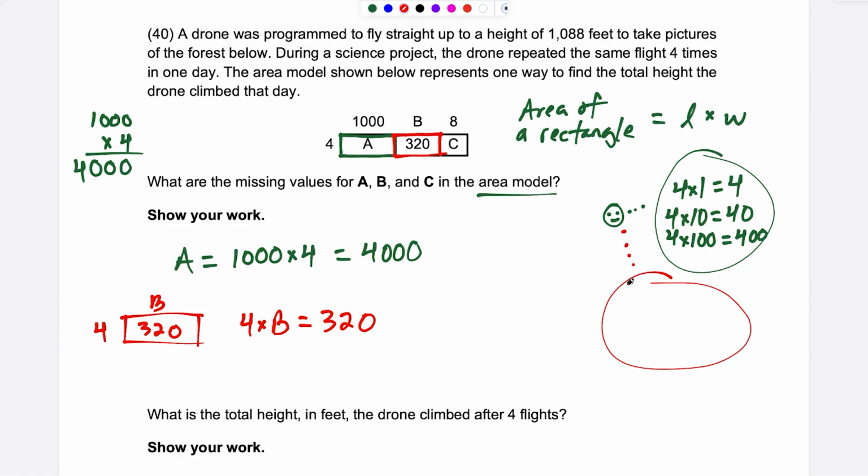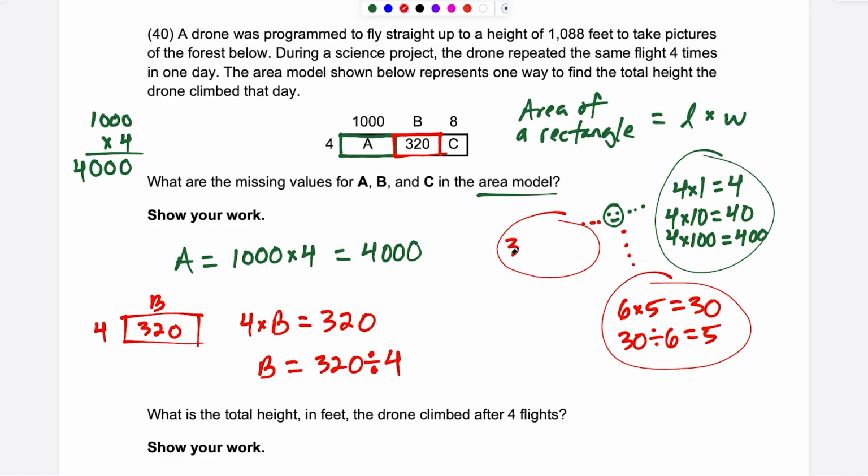I used this example before, but I'll say it again. If I have something like 6 times 5 equals 30, I can say that 30 divided by 6 is equal to 5. So if I have 4 times B is equal to 320, I could say that B is equal to 320 divided by 4. And for this, the math that I'm doing in my head, I'm doing 32 divided by 4 is equal to 8. And that allows us to say after this that B is equal to 8.